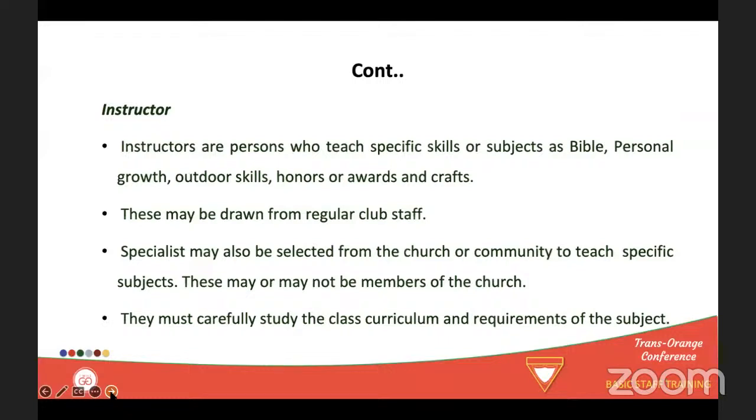And then they must carefully study the class curriculum and requirements of the subject. So when you outsource someone, or when you look for a specialist or an instructor, they must know what needs to be covered. You must give them the requirements so that they don't come and leave the requirements not fulfilled, and then you give kids an award or an honor just because you outsourced. Make sure that they cover the curriculum or the requirements of the subject. Let's move on to the next slide.